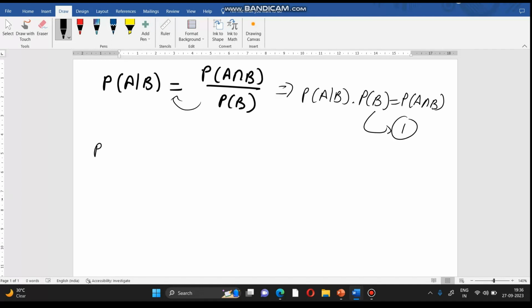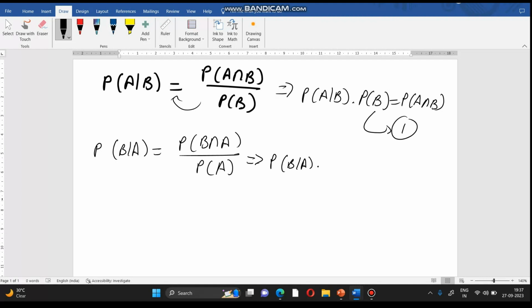Now similarly, we will do it for the probability of occurrence of B given A. It is equal to the probability of occurrence of both B and A together divided by P of A, which can be written as P of B given A into P of A equals P of B intersection A. Let us call this equation number 2. So now we have two equations, equation 1 and equation 2.